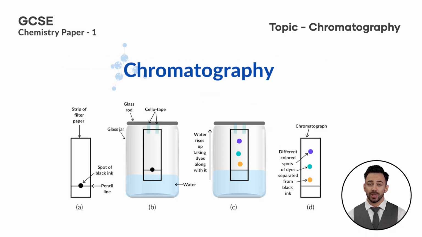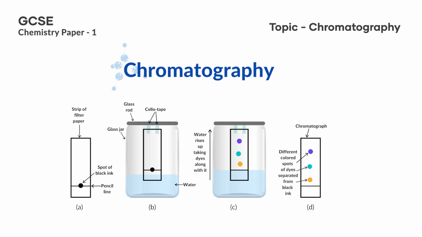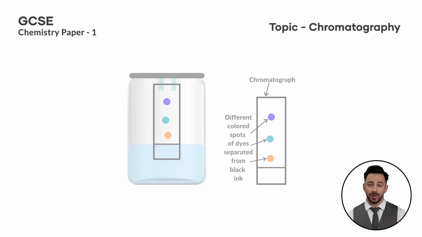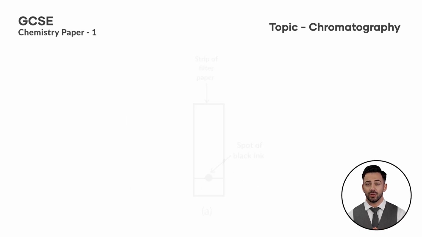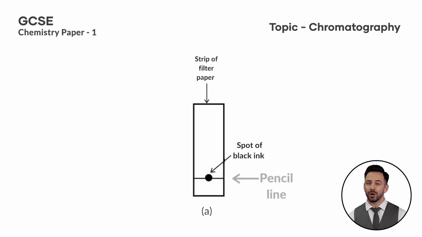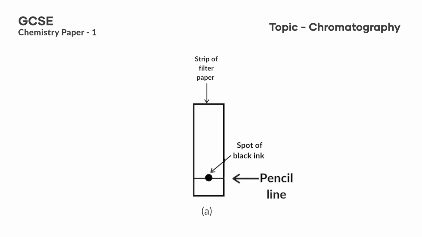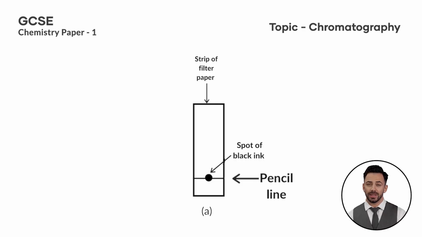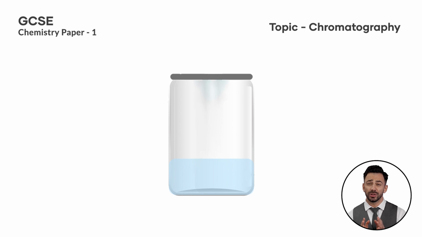So what is the main purpose of chromatography? Chromatography is used to separate mixtures of colored compounds, such as dyes in ink. Now, when we set up a chromatography experiment, we always draw a baseline. Why do we use a pencil to draw this line? Because pencil is insoluble in most solvents, so it won't dissolve and move up the paper like ink would.